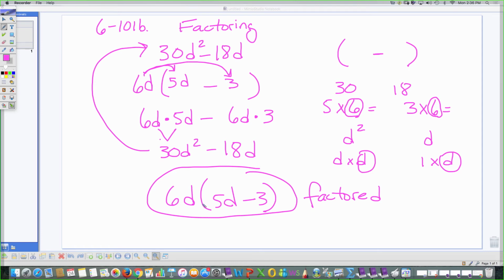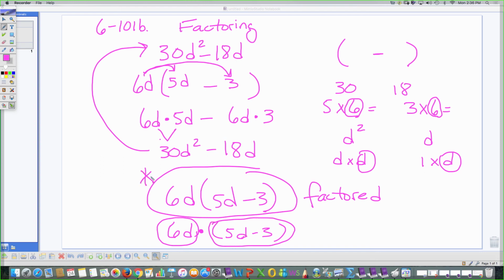Another thing to notice about this is, remember, factors are separated by a times sign. Like 5 and 6 are factors of 30, some of the factors, not all of them. Okay, so here, what would the factors be? Okay, so 6d, we have that invisible times sign here, and then we have 5d minus 3. Okay, so the factors are separated by the times sign, so one factor is 6d, and the other factor is this whole thing here.